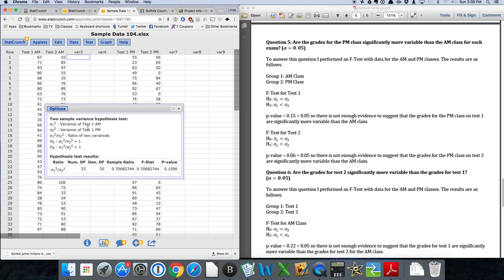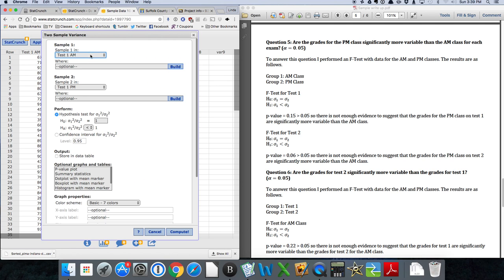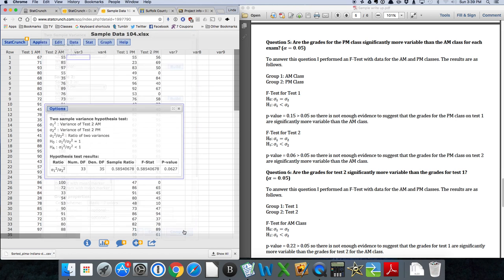Alright, now I'm going to do the same test again for test 2. So I can come back over here, edit, and I'm going to switch both of these to test 2. I'm going to click the go button again, and this time I end up with a p-value of 0.0627.